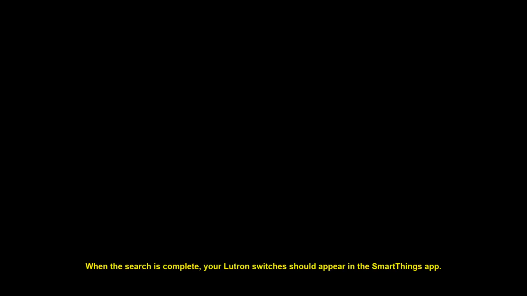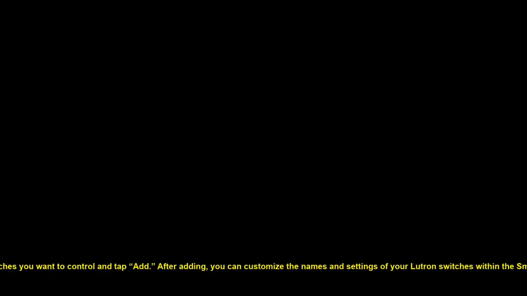When the search is complete, your Lutron switches should appear in the SmartThings app. Select the switches you want to control and tap Add. After adding, you can customize the names and settings of your Lutron switches within the app. To test the connection, try turning the switches on and off through the SmartThings interface.